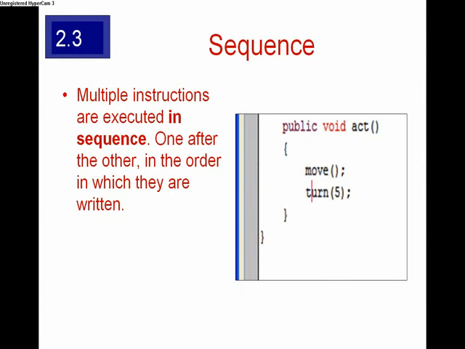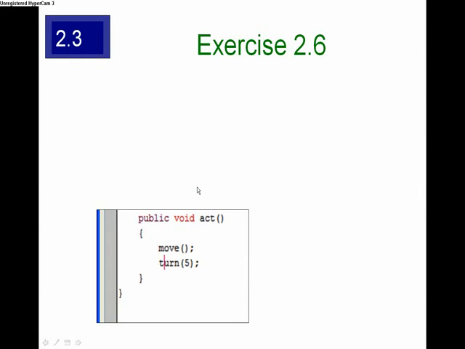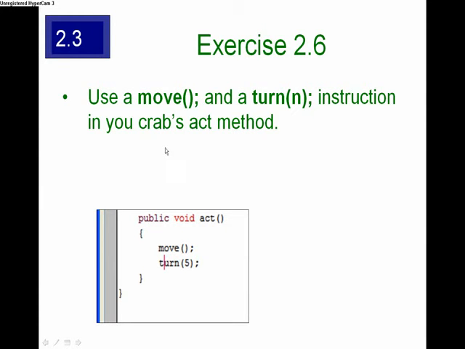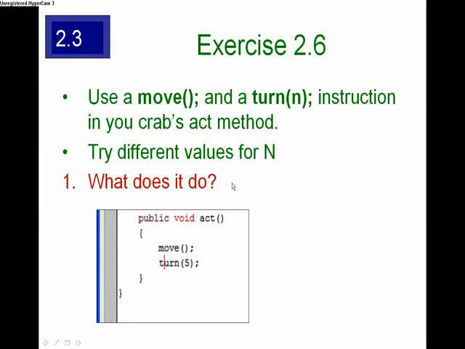Alright, multiple instructions are executed in sequence, one after the other, in the order in which they are written. Okay. So, for example, if we did this, public void act, move, turn 5, what happens first? Well, the move does. What happens next? The turn 5 does. So write those notes. Alright, use a move and a turn instruction in your crab's act method, and then try different values to see what it does. What does it do? So here's what you're going to do. Try that and see what it does.